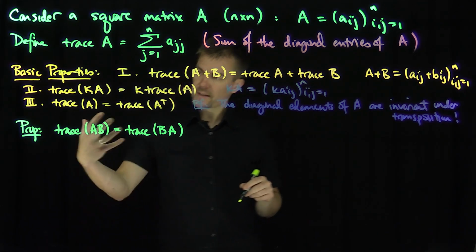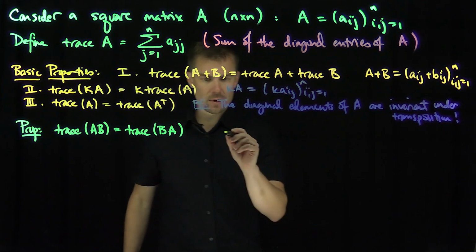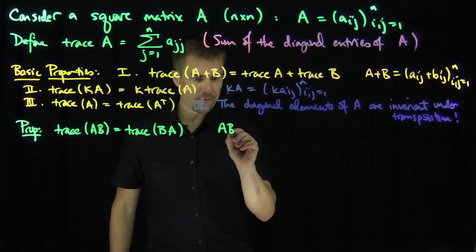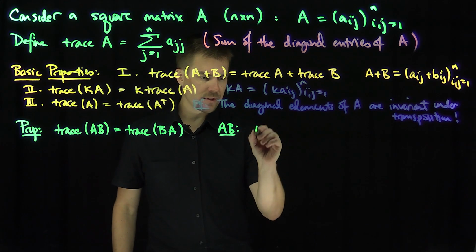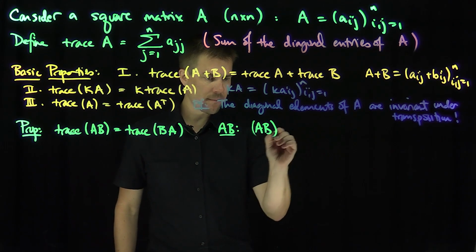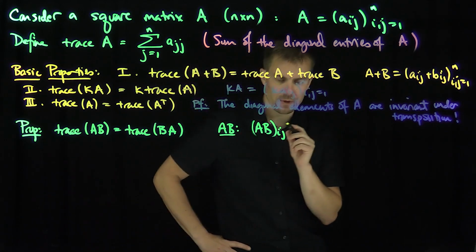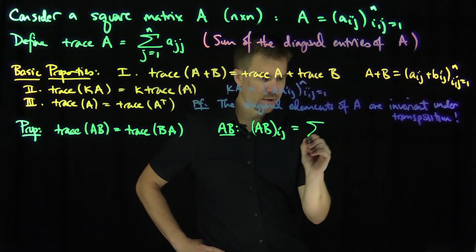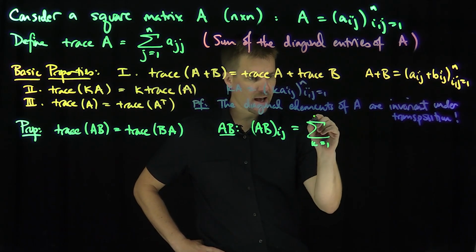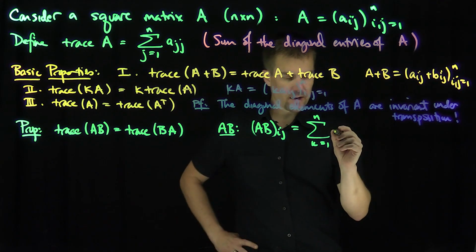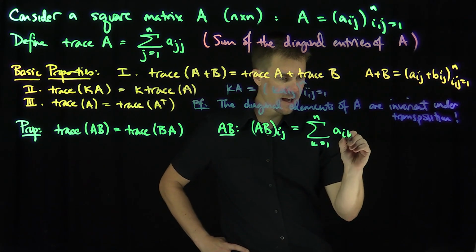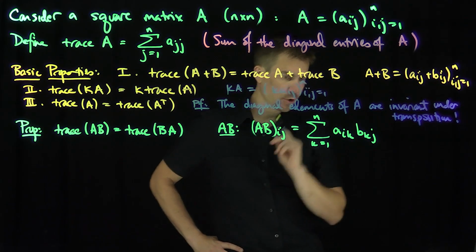And so, of course, what is the ij entry of A times B? So if we look at A times B, for example, the ij entry of this matrix over here is going to be what? It's going to be the sum over k, k goes from 1 up to n, and then I'm going to have an A_ik, and then a B_kj.